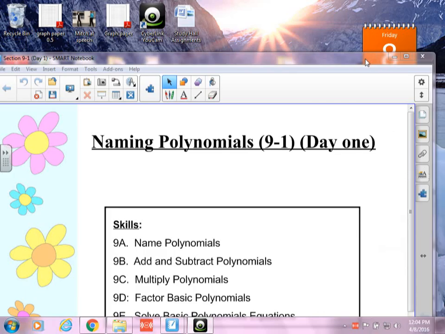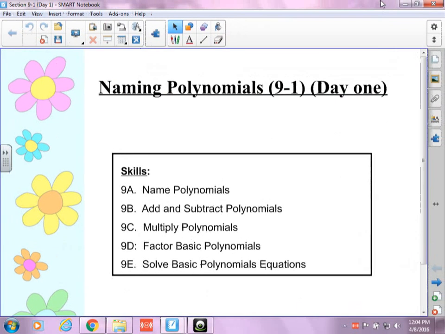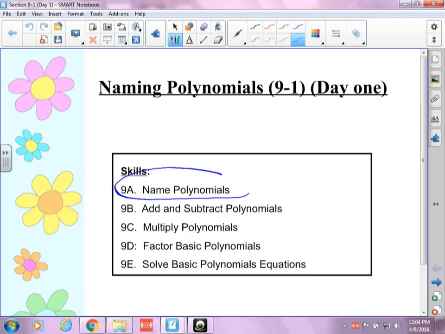All right, so we are going to start a new topic today, and you're going to notice that it's chapter 9, section 1, and it's day 1. So primarily what we're going to be looking at today is naming polynomials. That's all we're doing today, all right?